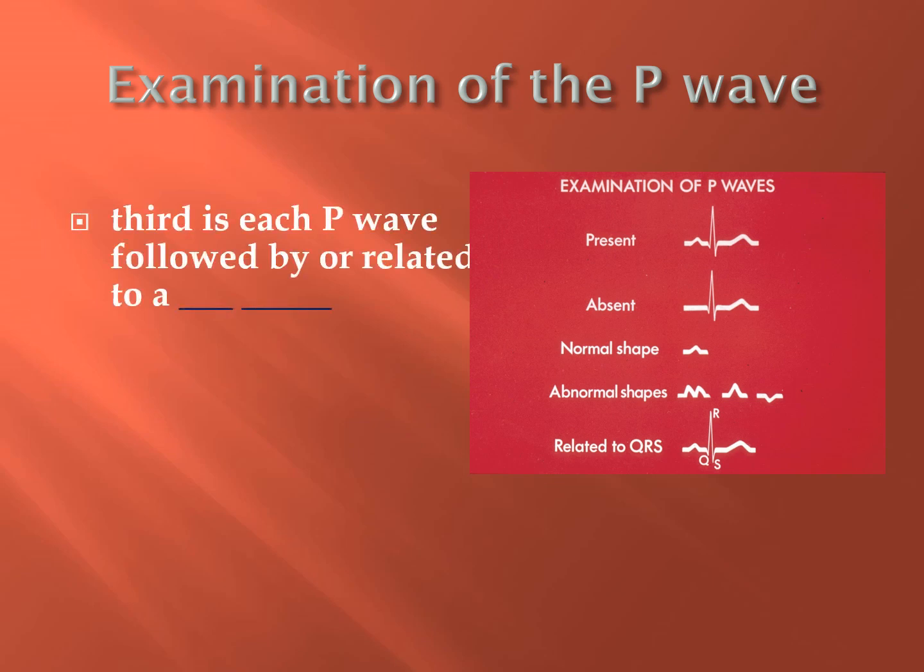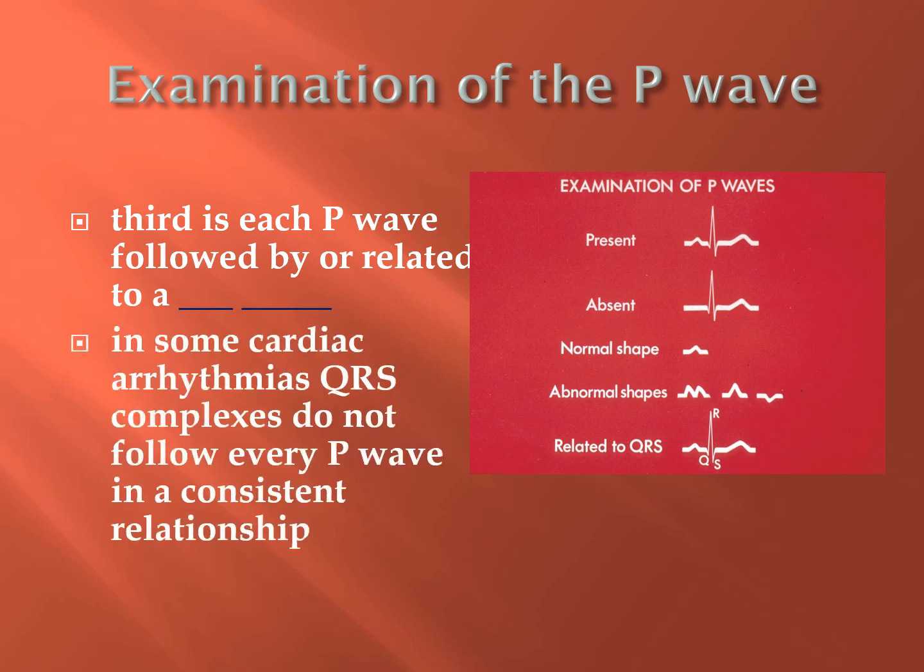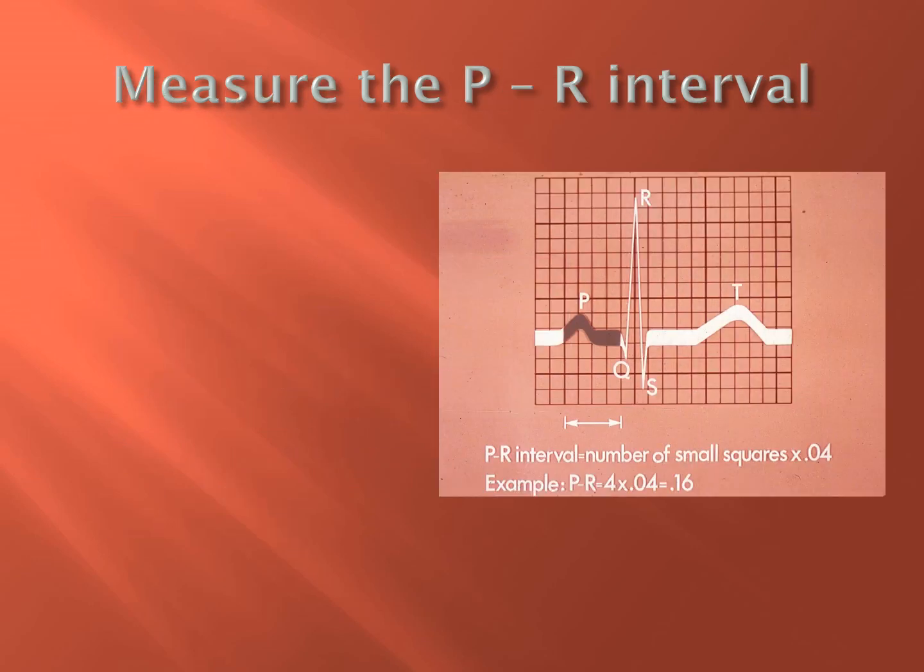The third is that each P wave should be followed by, or correlated to, a QRS complex. In some cardiac arrhythmias, the QRS complexes do not follow every P wave in a consistent relationship. In some arrhythmias, we're going to see instances where the QRSs find their own way and do their own complex, separate from the P wave. So we need to ask, what's their relationship to the QRS complex? Because normally they should have good communication with each other. If they don't, that can mean very, very bad things for that relationship.